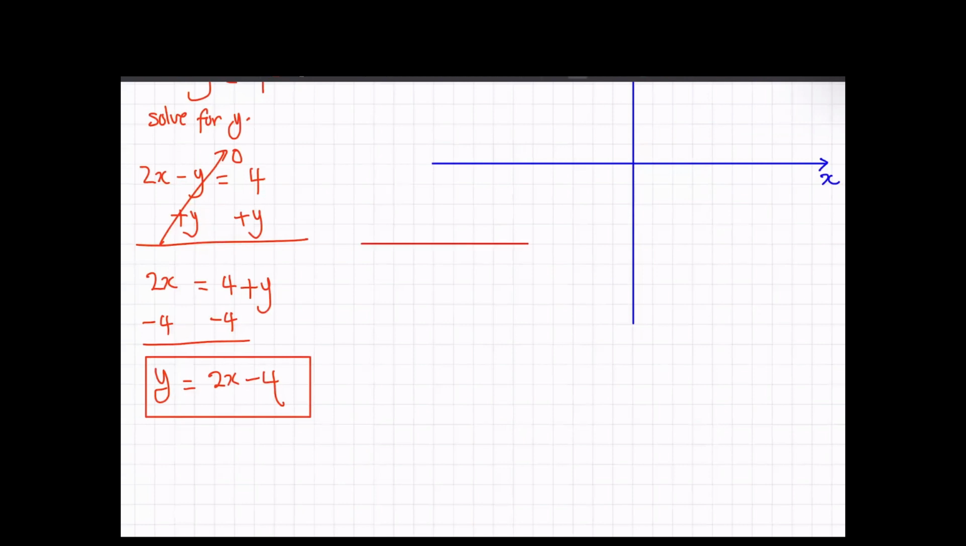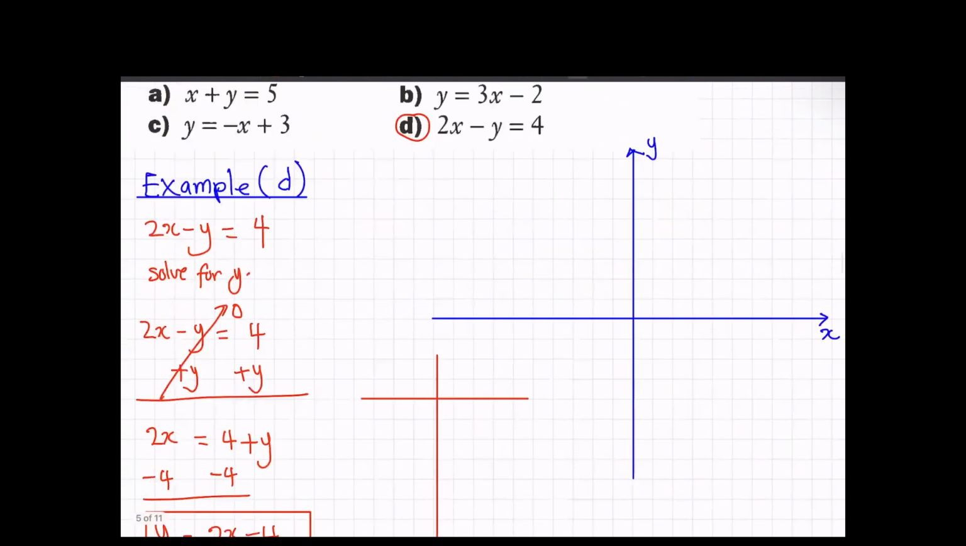Now, when making a table of values, you must understand that the x value is the independent variable. What does it mean to be independent? Well, it means that x can be anything, and your y value depends on x.